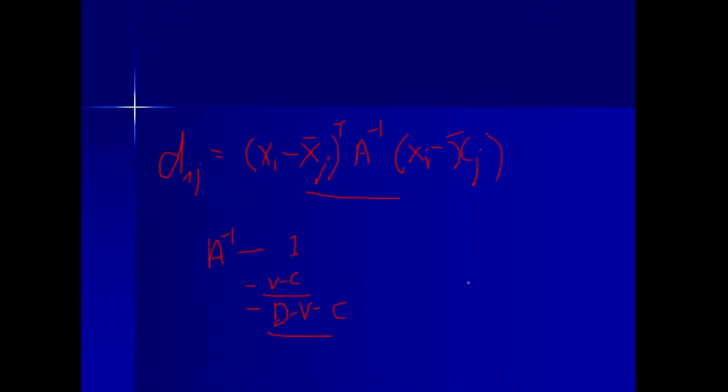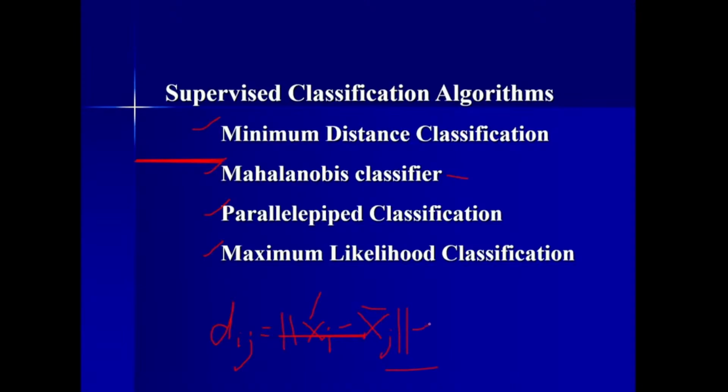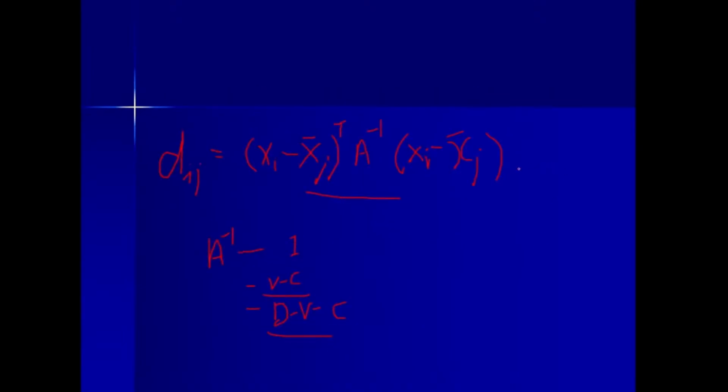In your 12th class or in the 11th class, you have learned about Euclidean distance. So Euclidean distance is this one, which I have already written here. But the general distance equation is this one. And as per the A inverse you are taking, whether it is the unit matrix, the variance covariance matrix, or the diagonal variance covariance matrix, accordingly you can have the Euclidean distance or Mahalanobis distance.